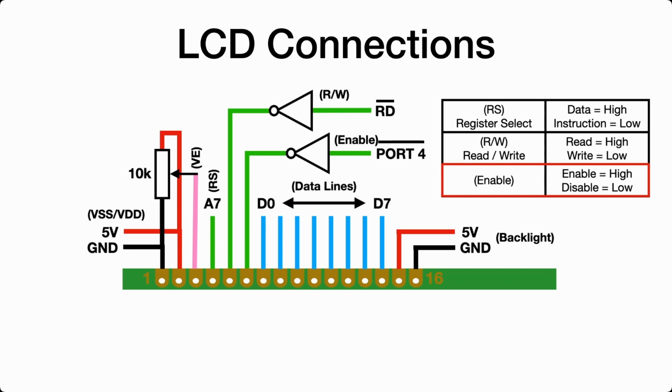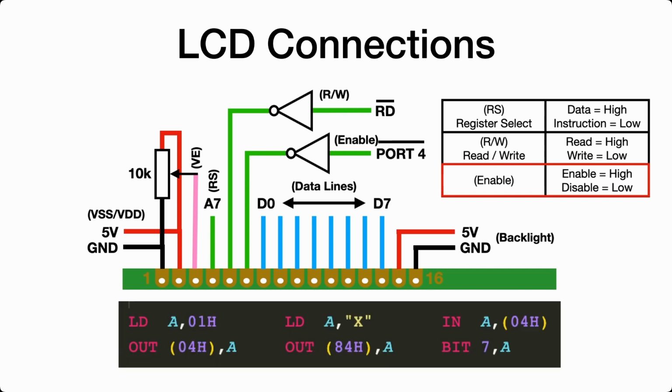How do we send data to the LCD via the Z80? Here's some examples. First one, load A with 1. I want to do a clear screen there. 01 means clear screen. And we use this out command. Now the out actually does 3 things in one go. By using the term out, the read line will be high, which will mean it's a write. 04 is the address. So 0 at the front means A7 is low, it's an instruction, and 4 is the port. And A is the data.